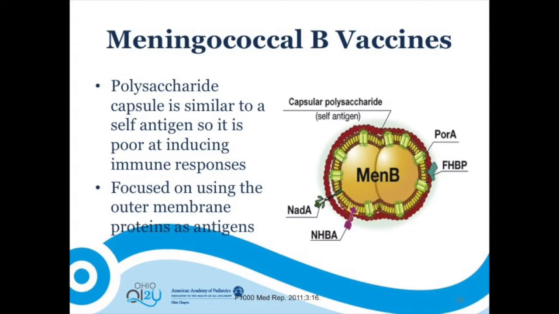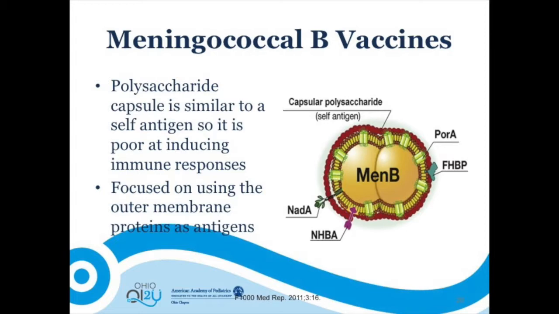So next, going back to meningococcal B vaccines, as we already discussed, scientists were continuing to work on developing them, realizing that the polysaccharide capsule was similar to a self-antigen, so it was poorly inducing an immune response. So they focused on the outer membrane proteins as antigens for developing the meningococcal Serogroup B vaccines.